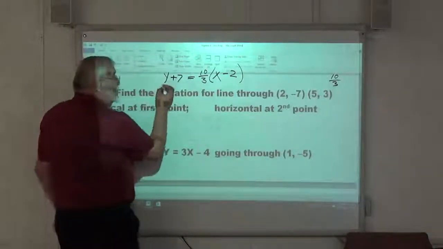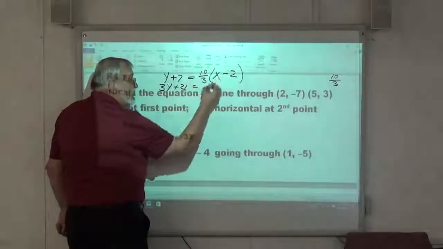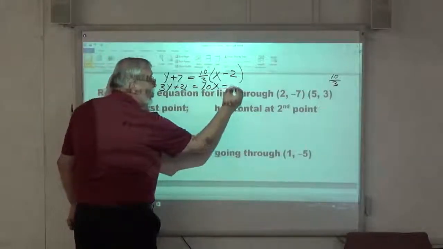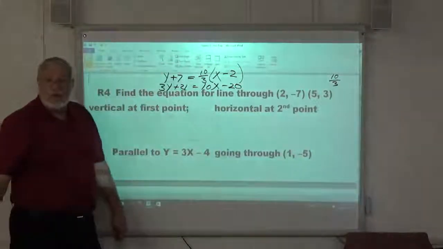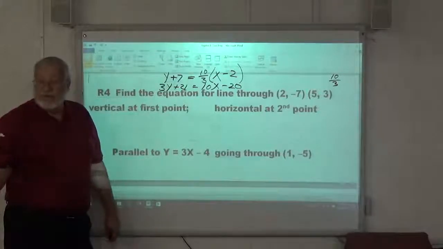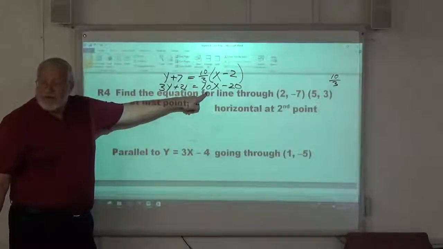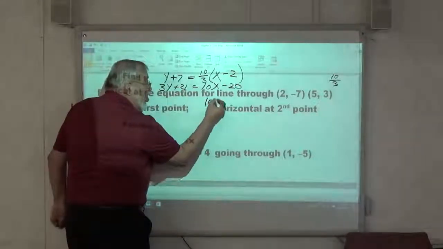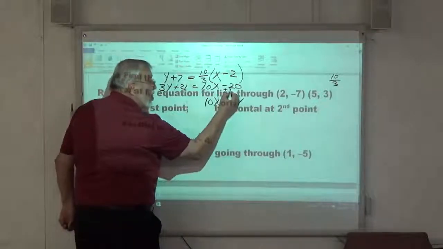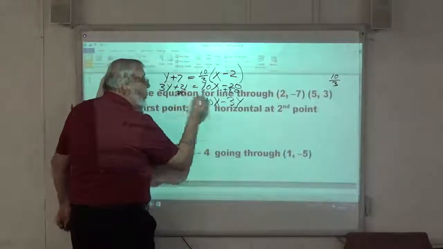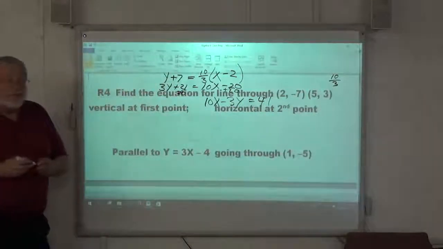Now, clear it. What do you multiply by? 3. So this becomes 3y plus 21 equals, distribute, 10x minus 20. Now, what do I do next? Move the x. The x is already positive, so I'm going to anchor this and move the y. Then you add 20 to the other side. I'm going to add 20 here, add 20 here, and I get equals 41.